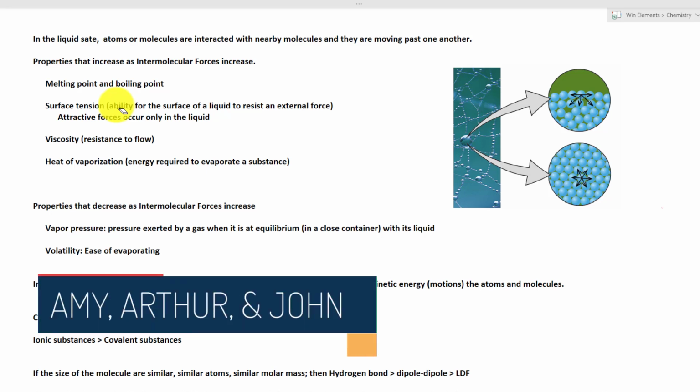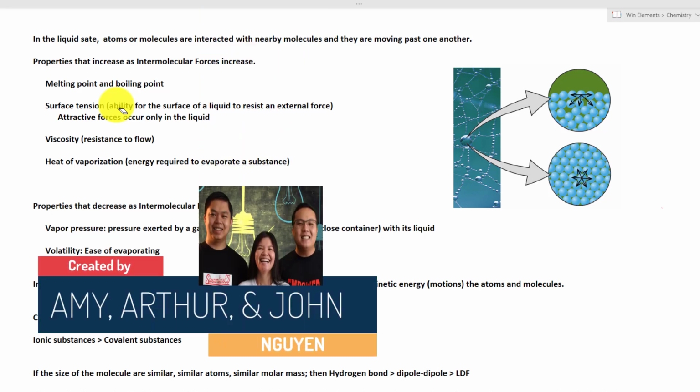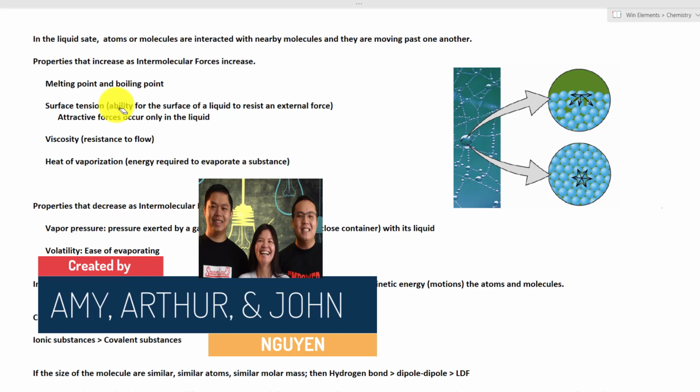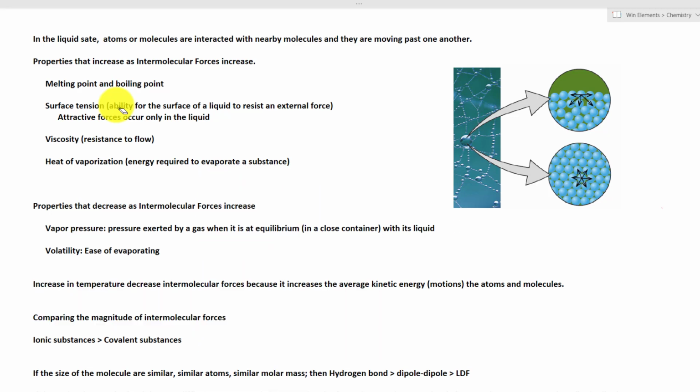Welcome back to another exciting chemistry lesson. In this lesson, we are going to look at substances in a liquid state. Now, in a liquid state, atoms and molecules are interacting with nearby molecules, and they are moving past one another.